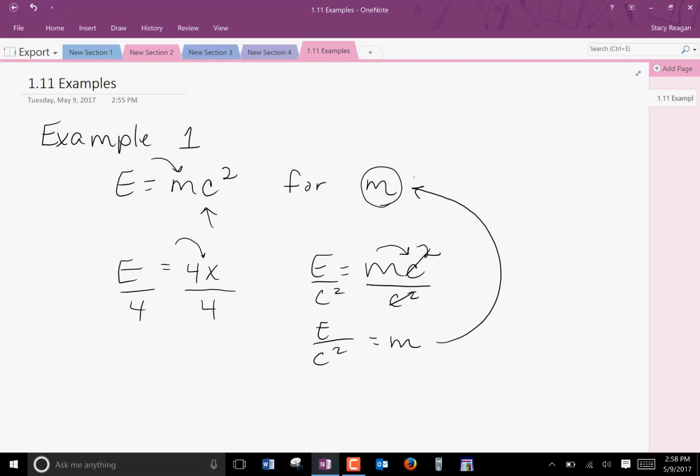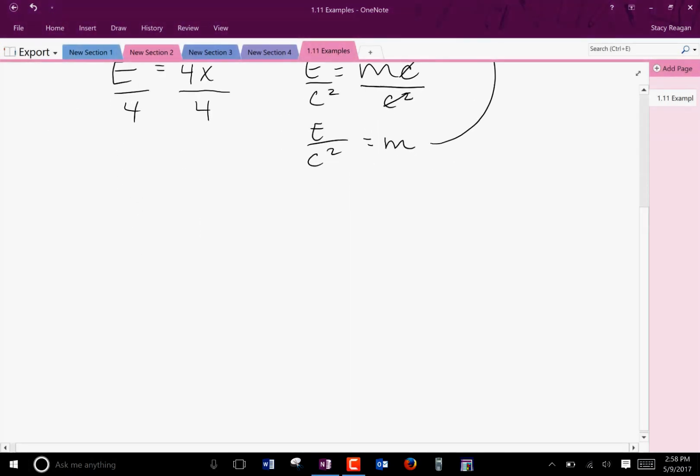So if the formula is multiplication, we would divide to get rid of it. If it's addition, we would subtract. We're always trying to undo something. So we follow the order of operations, and we do the same things that we would do if there were numbers in them.